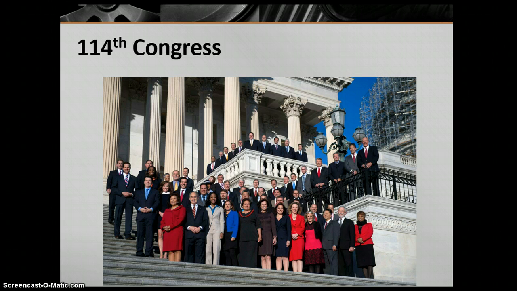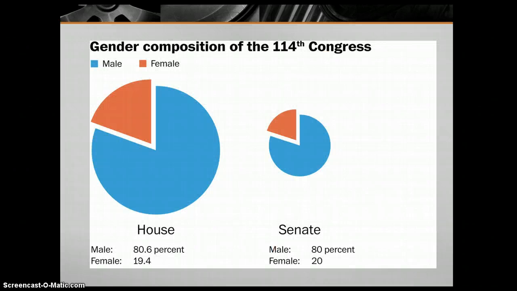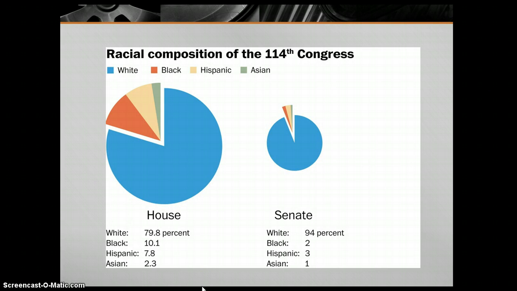Here's a current picture of the new Congress that will serve for the next 2 years. Remember, this group of people has to be responsive to their constituents because they will be up for re-election in just 2 short years. The gender composition of the 114th Congress is as follows. About 80% in both the House and the Senate are male, and 20% female. Now, if we look at the racial composition of the 114th Congress, you will see that by and large the majority of representatives and senators are white. We have a small portion that would be black, Hispanic, or Asian. This concludes Lesson 7.